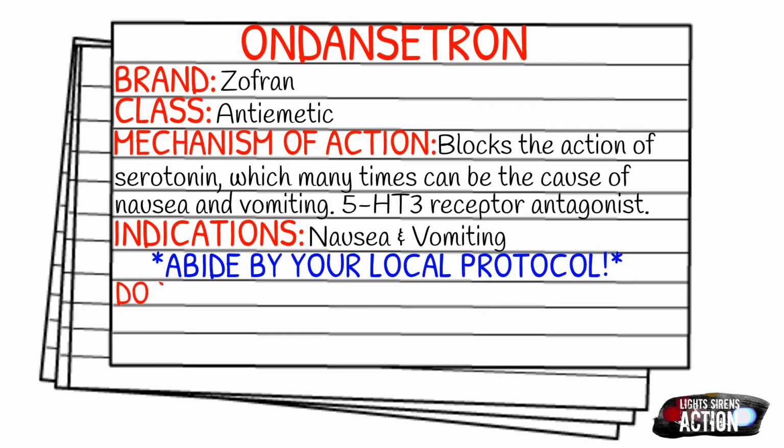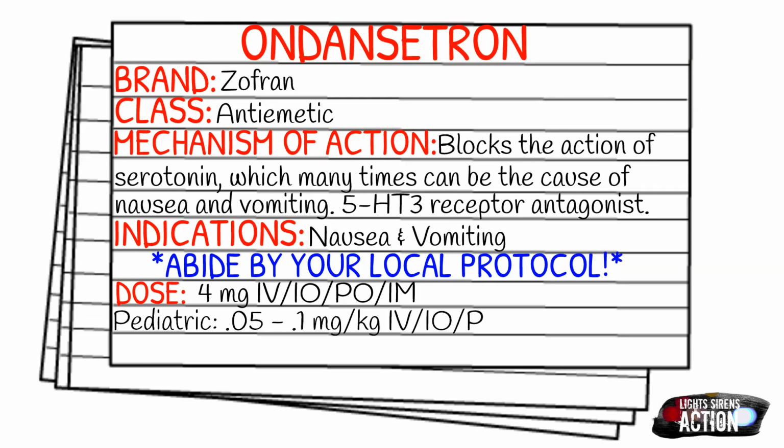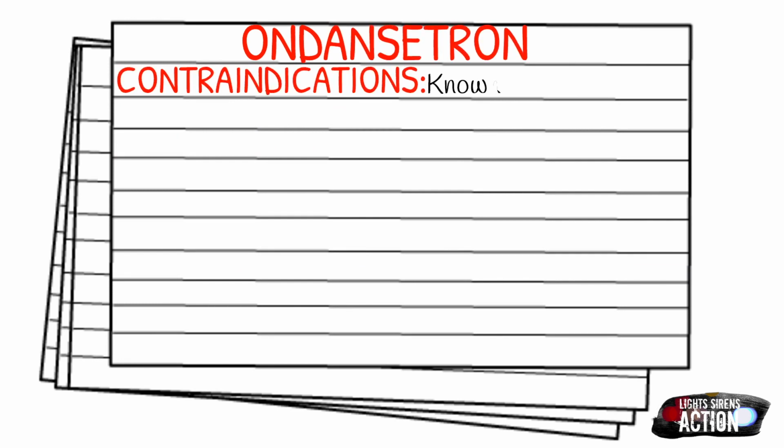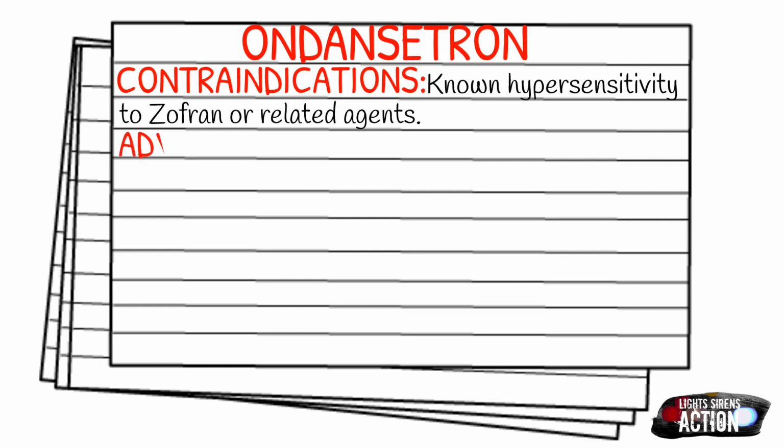Your pediatric dose is going to be a range of 0.05 to 0.1 milligrams per kilogram IV, IO, oral, or intramuscular, and it's going to have a max dose of 4 milligrams. There aren't a ton of contraindications with Zofran. You don't bump into too many people that have known hypersensitivity or allergies to Zofran or the related agents, but it is something that you will want to hold off on if the person has congenital QT syndrome.